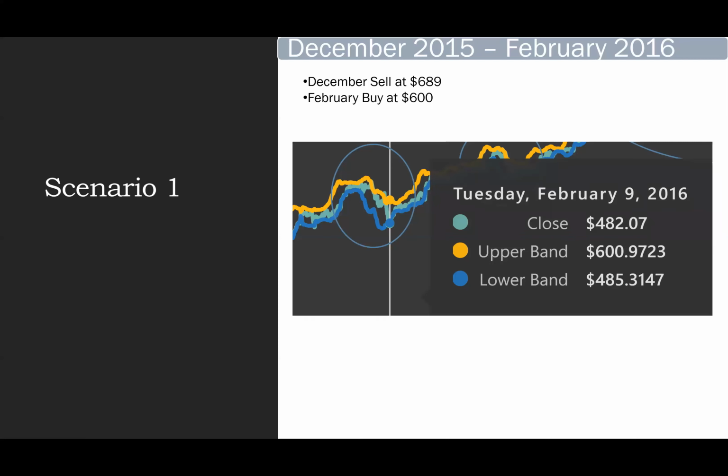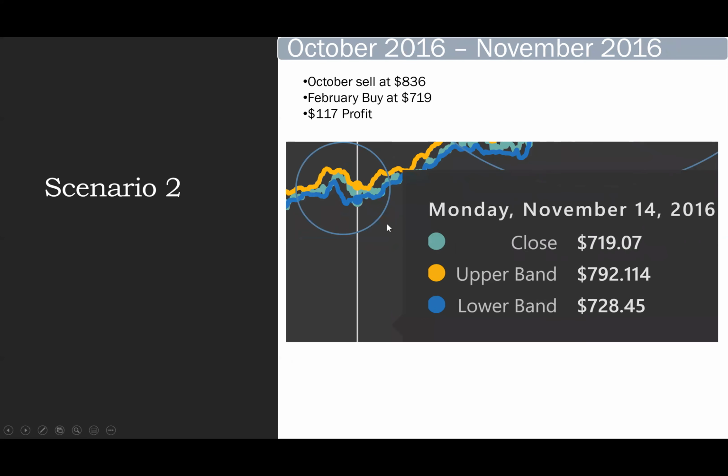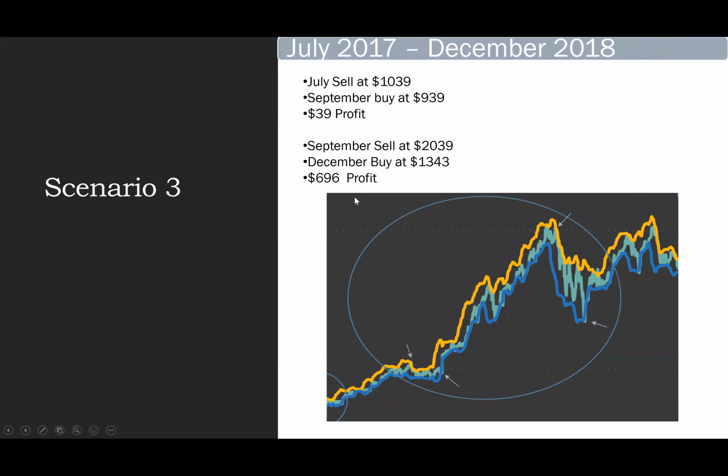In the first scenario, we have December 2015 through February 2016, where in December we see a peak in the upper band, so it's a good time to sell. And we should sell, and then we can wait until February to buy again at 600. After that, we go to the next point in the graph, October 2016 to November 2016, where a good idea is to sell at this point at 836 and then wait until February and buy at 719, making a $717 profit.